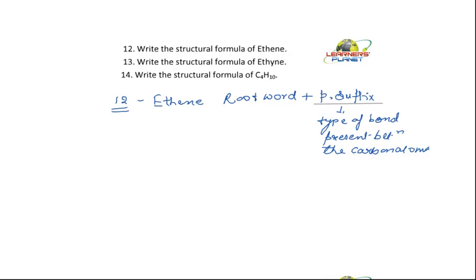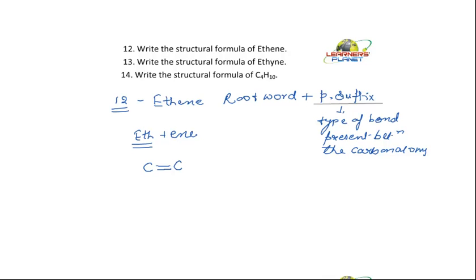Okay, so what is the type of bond present between the carbon atoms if the suffix is ane? The single bond. Okay, and if the suffix is ene, like here, what is the type of bond? It is a double bond. So what is the root word here? Eth. Okay, so it is formed of eth plus ene. Eth stands for 2 carbon atoms. So let's draw the 2 carbon atoms. Ene is for the double bond present between them.